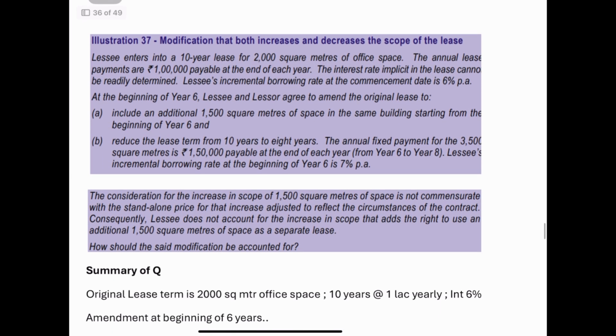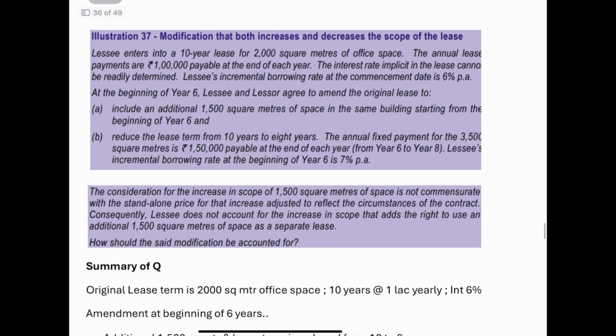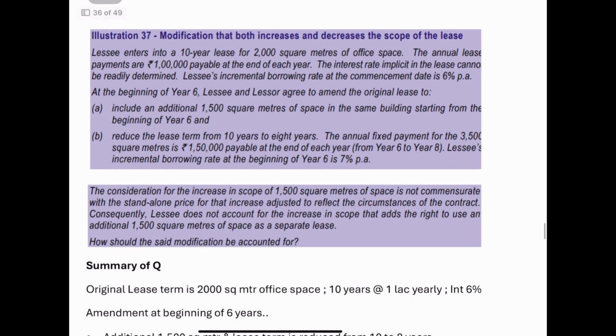So in this example I tried to cover most of the scenarios. Okay, maybe you can go through this question and then I'll try to run through this with you. This is a bit important example, so please watch this video very carefully. You might get some exam sums from this chapter.